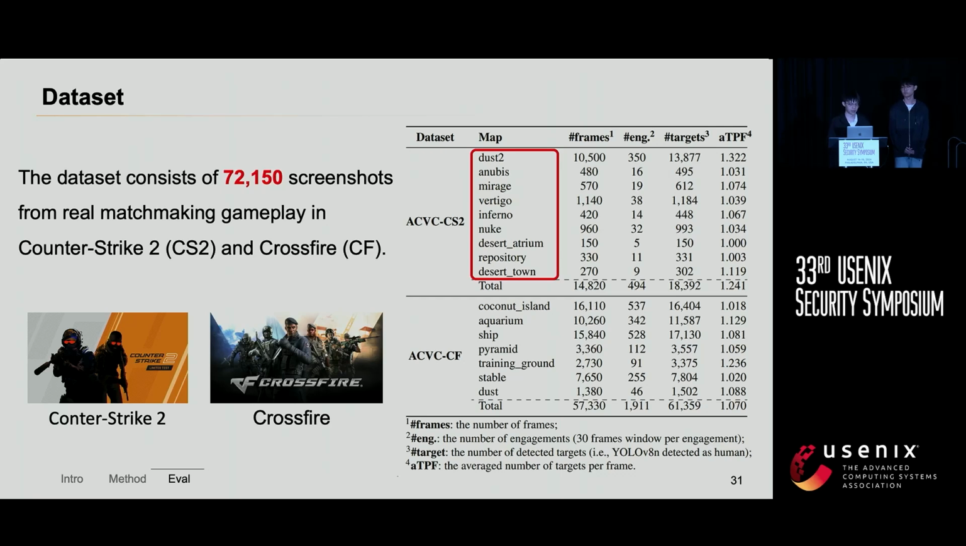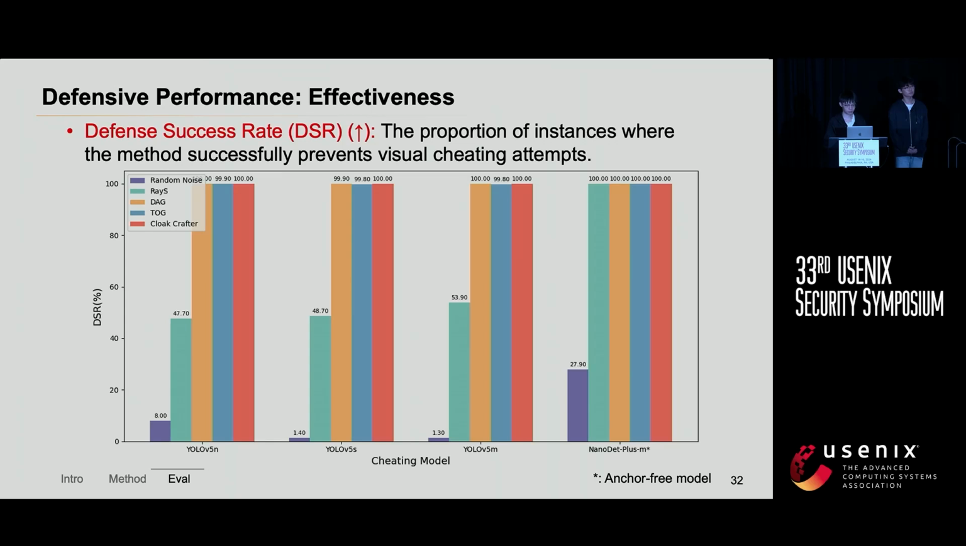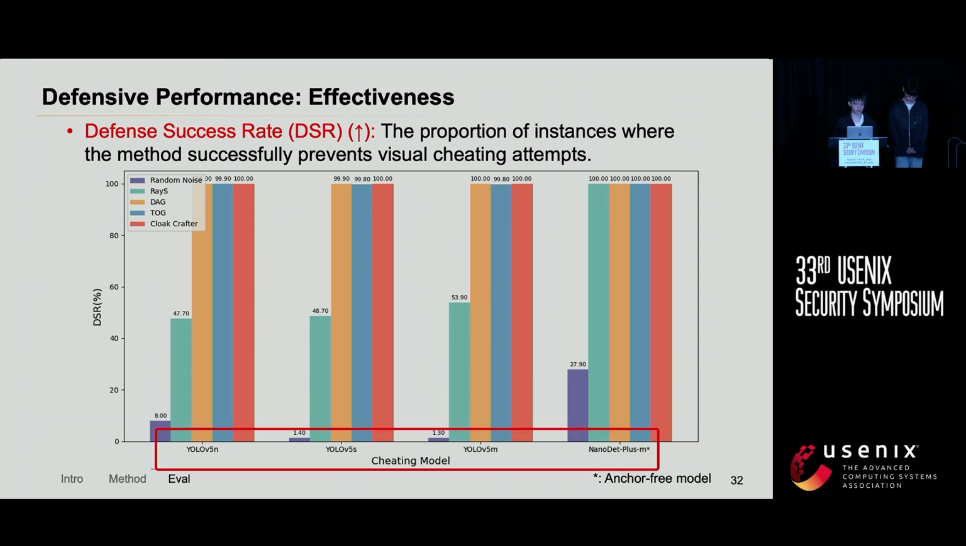To test our method's robustness, the dataset contains 9 maps in Counter-Strike 2 and 7 maps in CrossFire. These different maps provide a diverse range of game scenarios. For each map, we collected a large number of game screenshots. And here is part of our defensive performance evaluation results. It only shows the experiments on the CF datasets. To simulate real-world conditions where cheaters might use different visual aimbots, we test our method on 4 visual models.